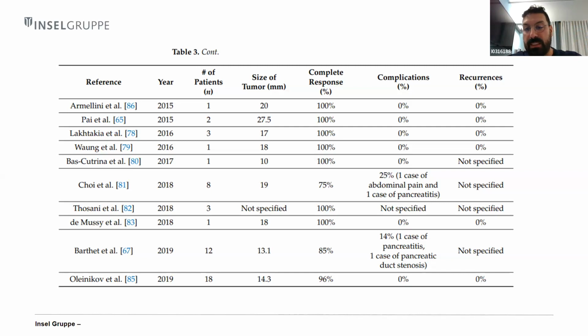In 2019, Olekonov and colleagues reported on 18 patients from 2 tertiary centers, 7 of which had insulinomas, while the remainder had non-functional PANNET. And there were 27 lesions in total with a mean size of 14.3 millimeters, and complete response was observed in 26 of the 27 lesions. That's a 96% rate. No complications were observed during the procedure, and additionally, no recurrence was reported at a mean follow-up of 8.7 months.